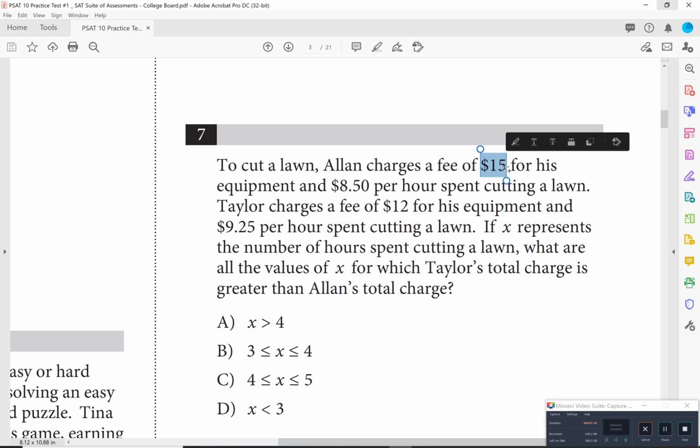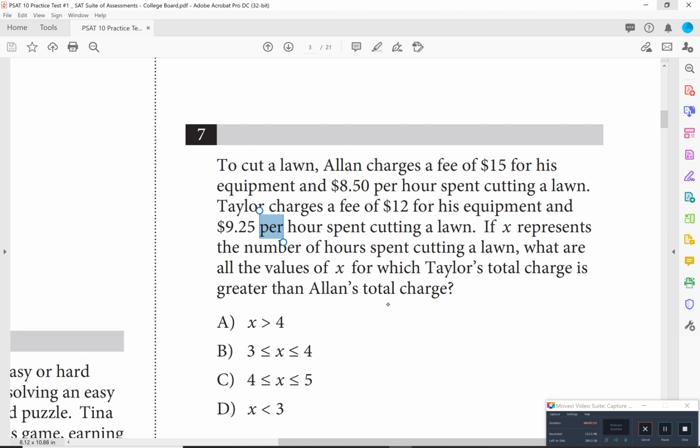The same thing happens for Taylor, and Taylor's per, okay, so that's what I'm going to call it. Taylor's charge per hour is $9.25. So in this question, you should have set it up as two linear equations in a sense, but one greater than the other. And be careful with how they asked you to set it up. They said, what are all values of x for which Taylor's charge is greater than Allen? So notice that they give you Allen first. So they're trying to mix you up there in a sense.